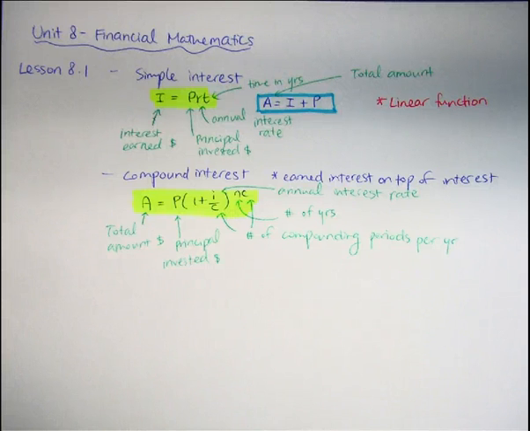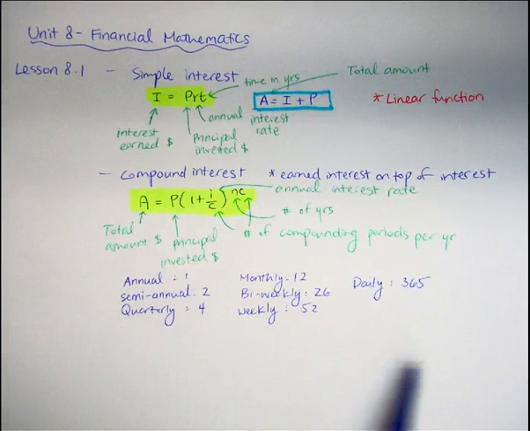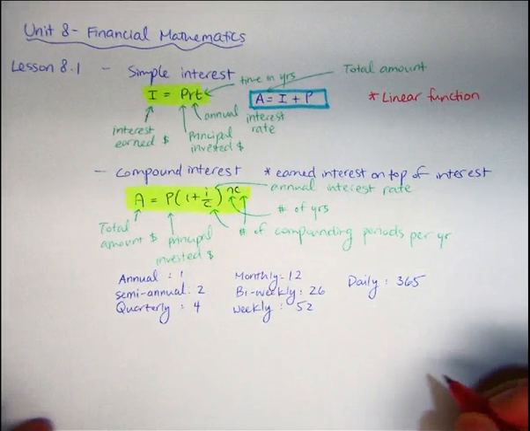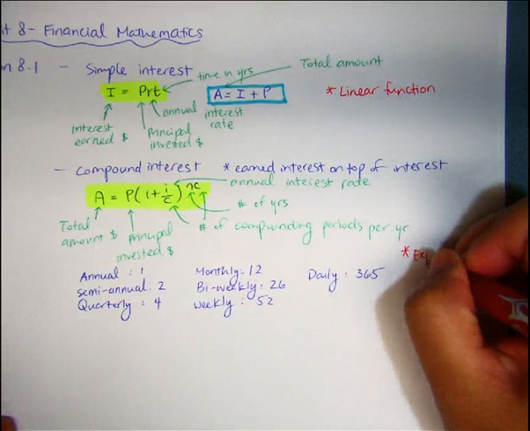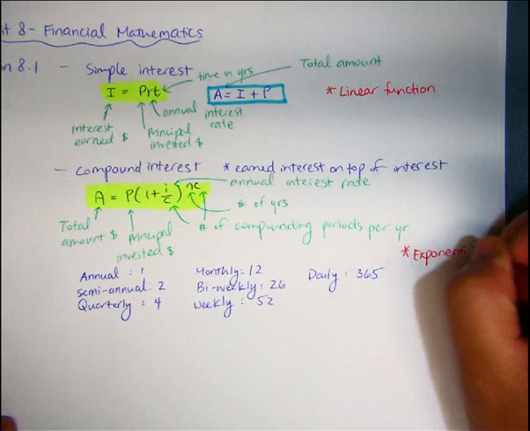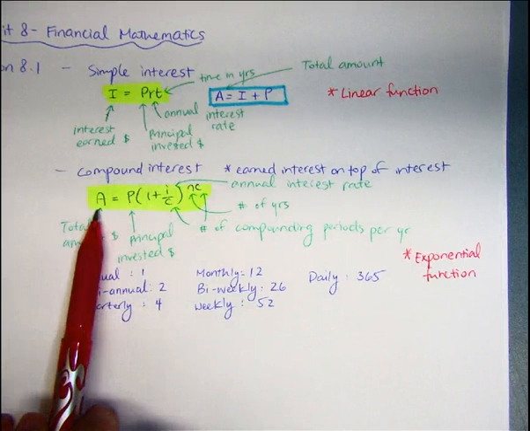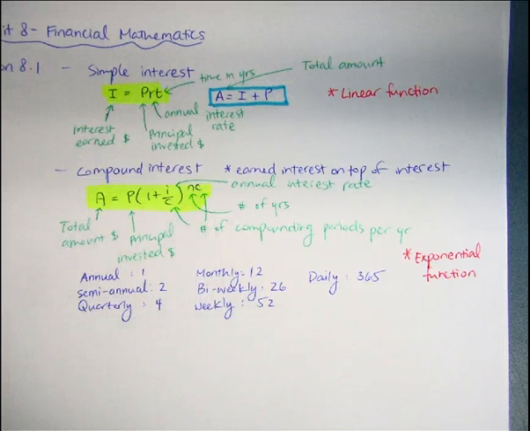So you might want to create a table for yourself about how annual means 1 and semi-annual means 2, weekly 52, daily 365, monthly 12, quarterly 4, semi-annually 2. So I just wrote out those numbers for C, and I think I forgot to mention biweekly, 26 times a year. And one last thing to mention, compound interest is represented by an exponential function. So there's an exponential relationship between the total worth of the investment and time.